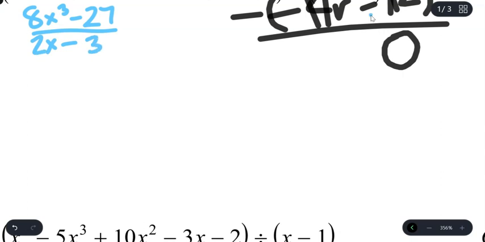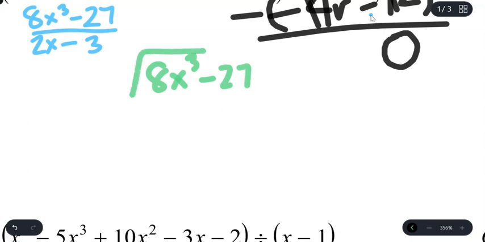So sometimes you'll see it written like this. So let's go ahead and write this out like a division problem. I have 8x cubed minus 27, and I'm going to divide that by 2x minus 3. Well, here's the problem. When I try to get this knocked out, watch what happens.